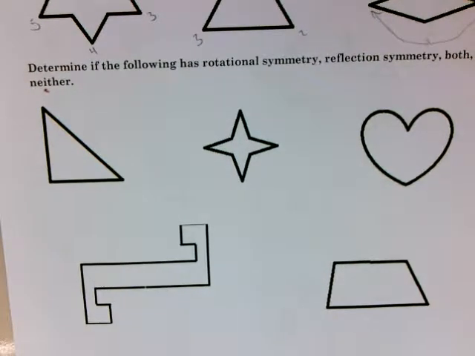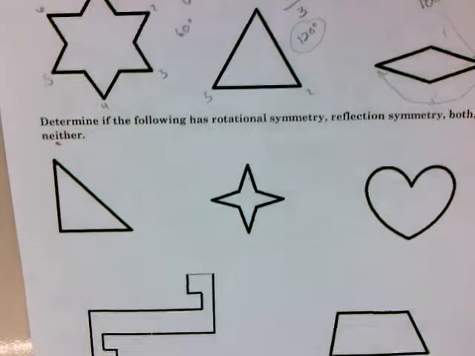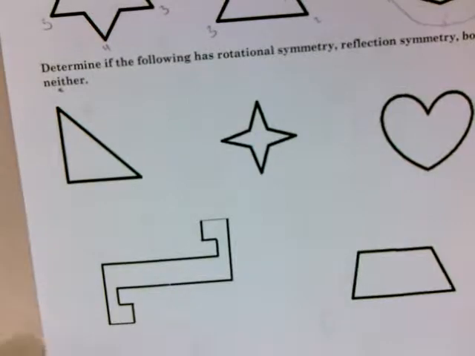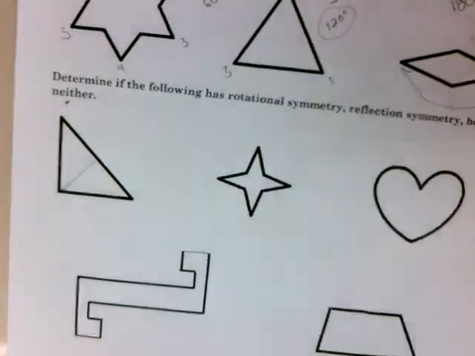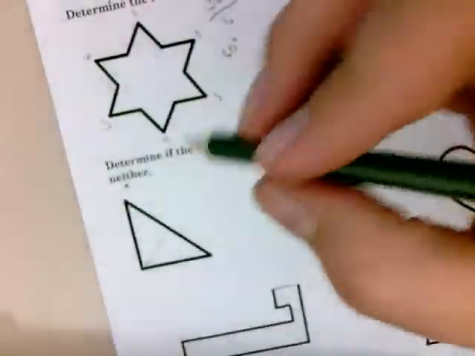Next part. It says determine if the following has rotational, reflection, symmetry, both or neither. Well, this first one looks like it has reflection symmetry because I could draw a line right down this middle, and it creates two equal halves. So it has reflection.